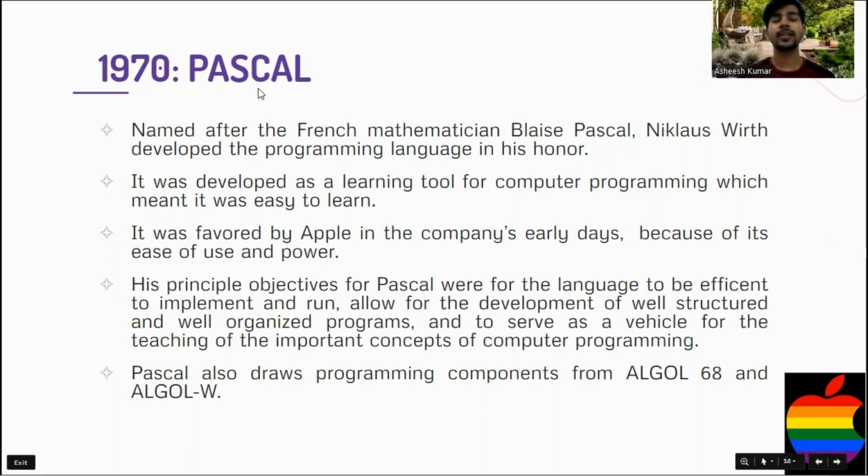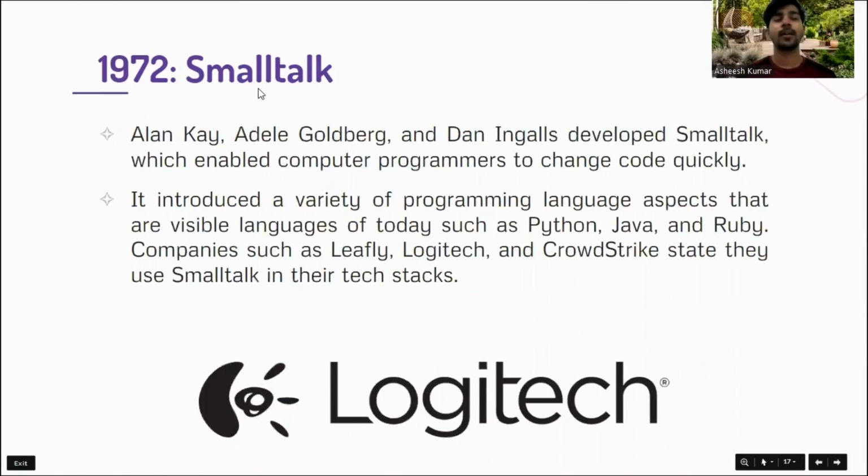So after Pascal, the next language is Smalltalk. In 1972, Smalltalk was introduced. Adele Goldberg and Dan Ingalls developed Smalltalk, which enabled computer programmers to change code quickly. It introduced a variety of programming language aspects that are visible in languages today, such as Python, Java, and Groovy.